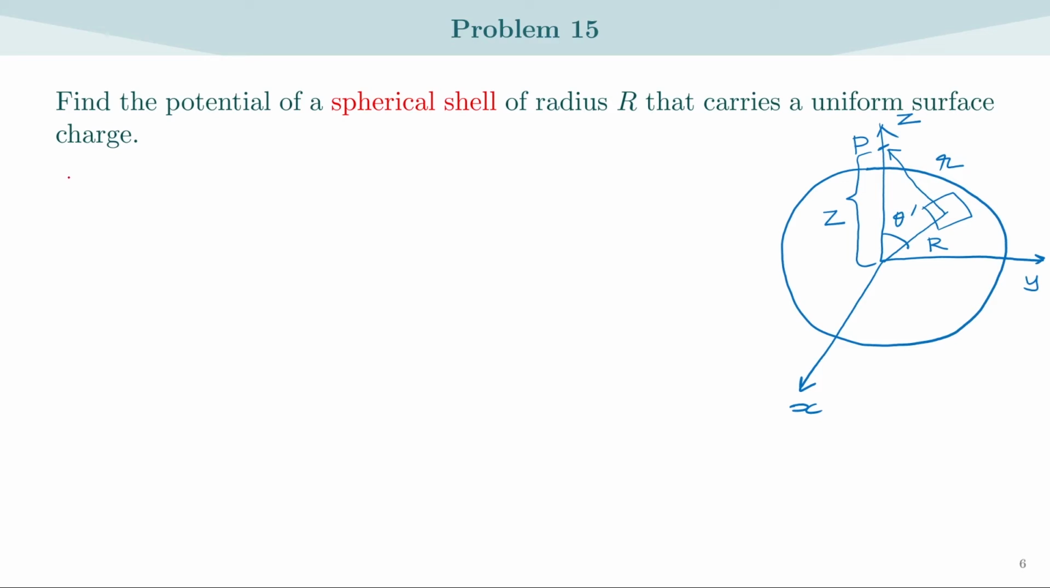So our approach is to find the potential from the standard expression, and if we want, we can calculate the electric field from the expression E equals negative del V. Now the potential is given by V(r) equals 1 over 4 pi epsilon 0 integral sigma over script r dA prime.